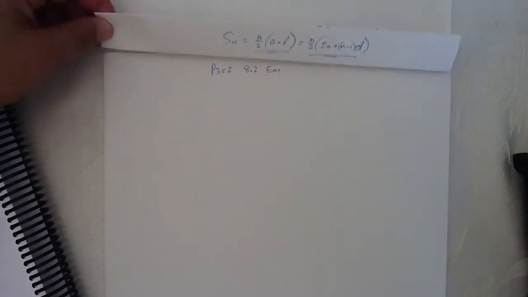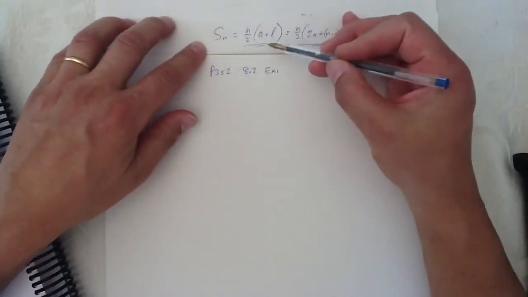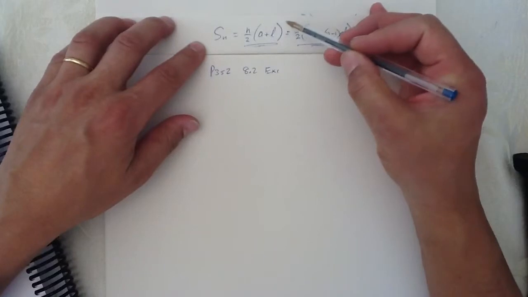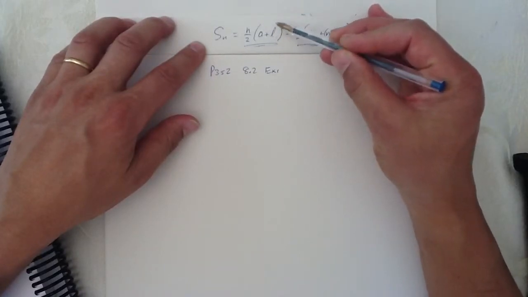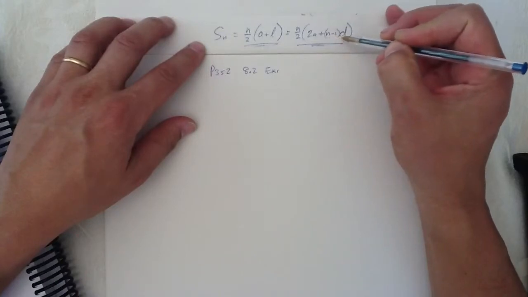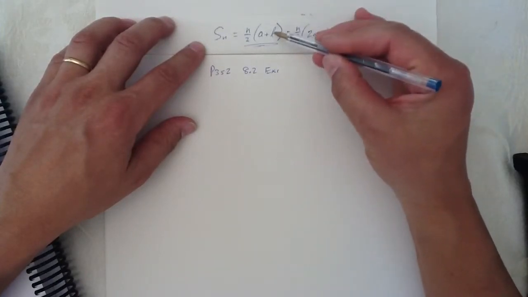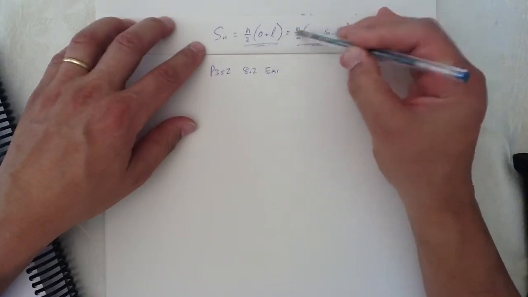Here's section 8.2, exercise 1 on page 352. It's an application of these formulas. Either you're going to use this or you're going to use this, depending on whether or not you know what L is. L, of course, is n minus 1 times d plus a. And so if we substituted that stuff in here, it's the same formula.